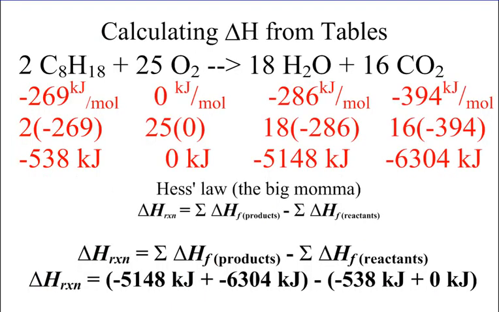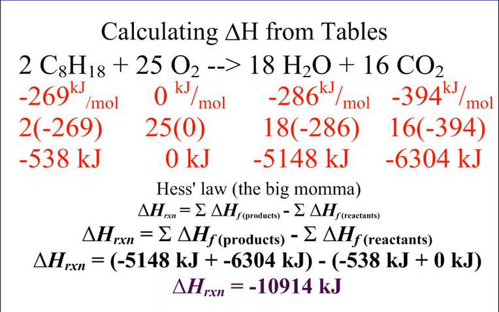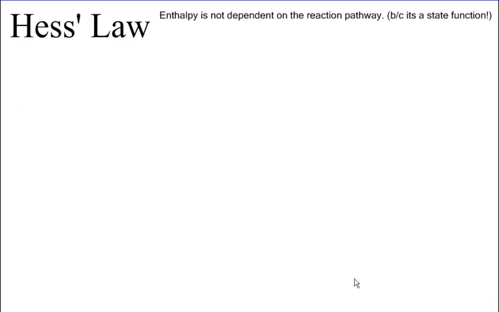Once we set it up, we simply plug it into the calculator and we find that delta H for this reaction is going to equal 10,914 kilojoules. Since enthalpy is a state function, it doesn't matter how we get to that value, it's only that we do. And if we're given multiple pathways to do it, we can come up with the change in enthalpy, or the delta H, for a particular reaction.